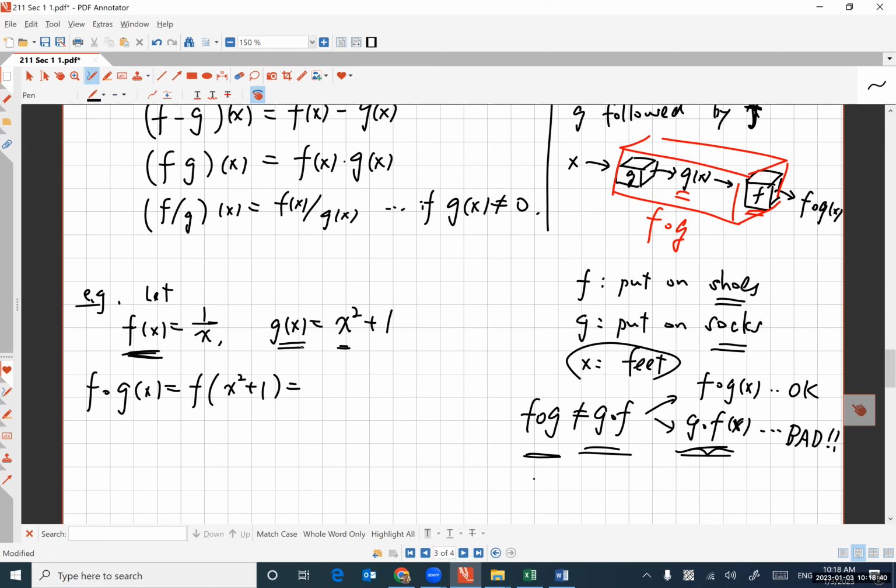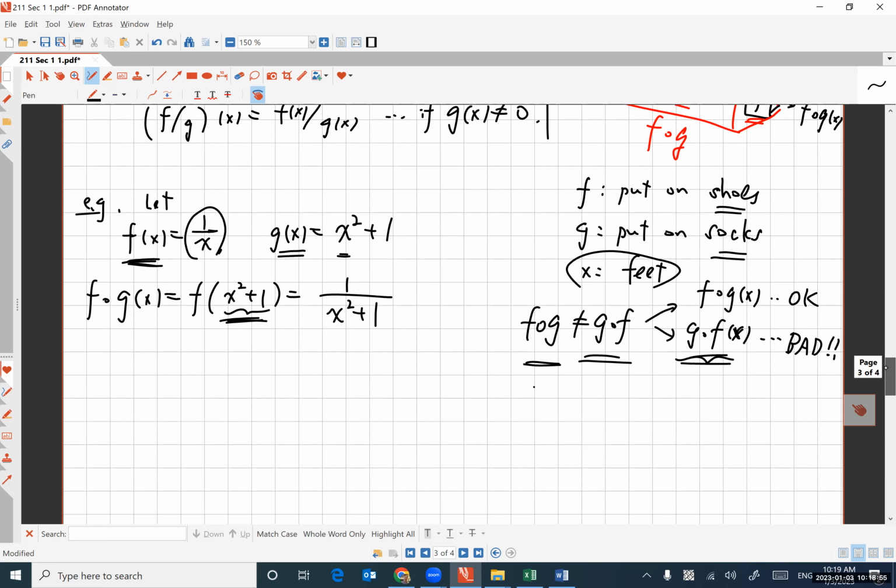So when you do g first, g of x is this thing, x squared plus 1. Now, f is going to do its work on whatever the new input is, which is to take the reciprocal. So this is the correct answer, 1 over whatever is in the parentheses.